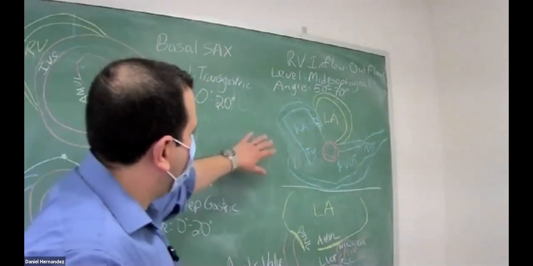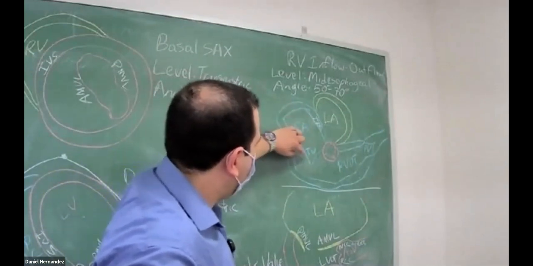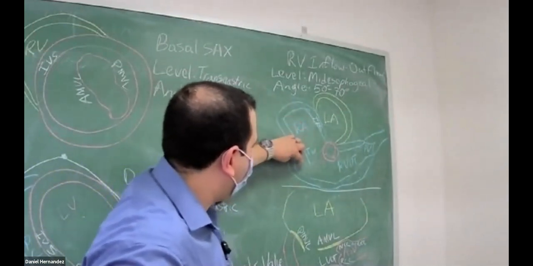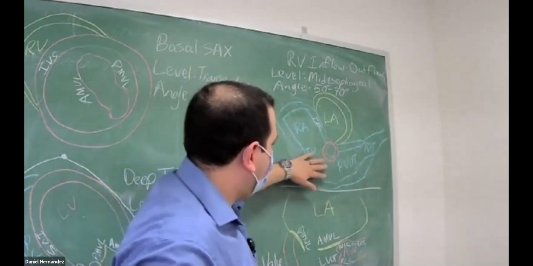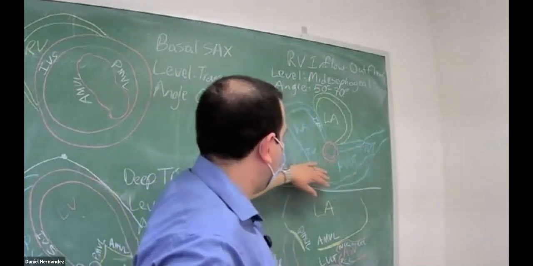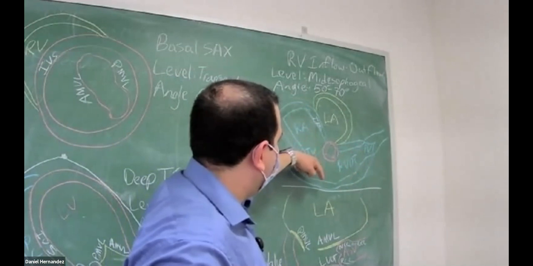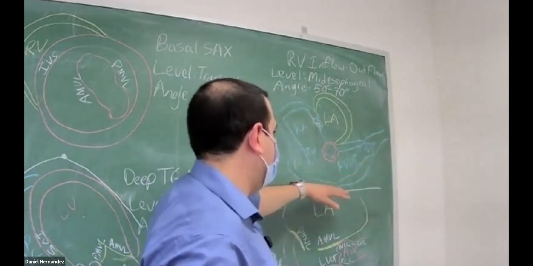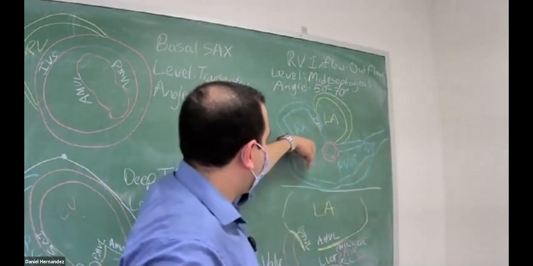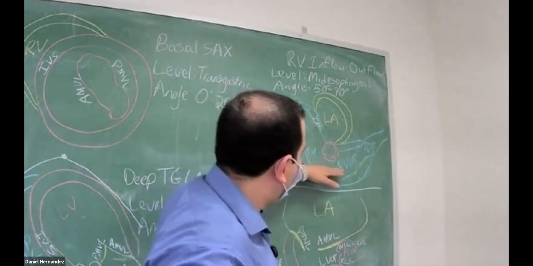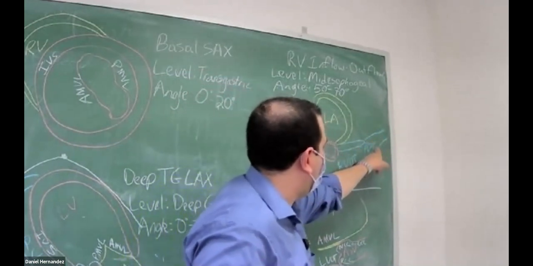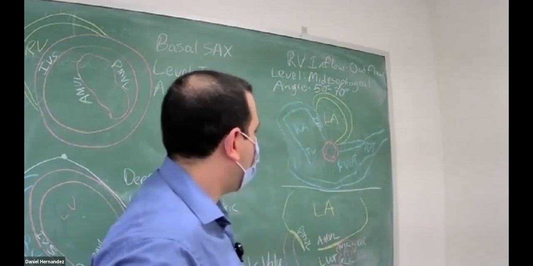We see the right atrium. We're able to visualize the tricuspid valve, a portion of the left ventricle, but the real focus is being able to see the inflow as well as the outflow in one view. We're able to see the right ventricular inflow through the tricuspid valve, and we also see the RVOT and pulmonic valve in the outflow tract.